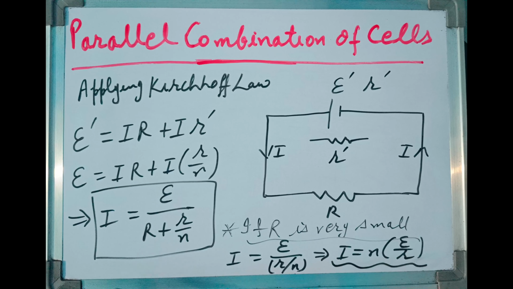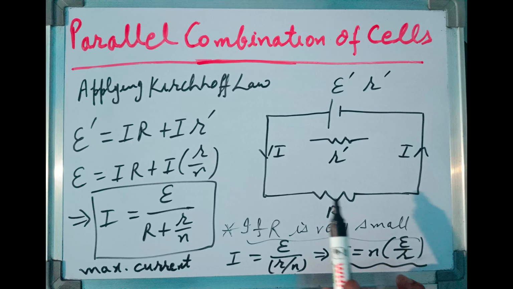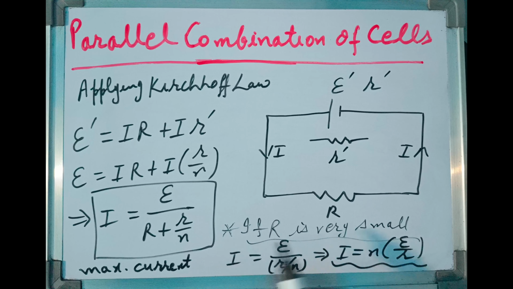This gives us maximum current that can be drawn from parallel combination of n cells. It means in order to draw maximum current from parallel combination, we have to make external resistance very small. That's all.